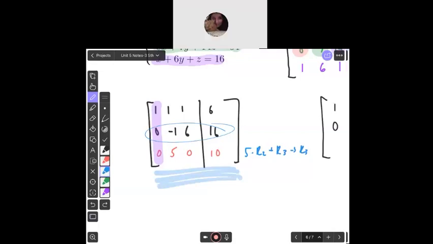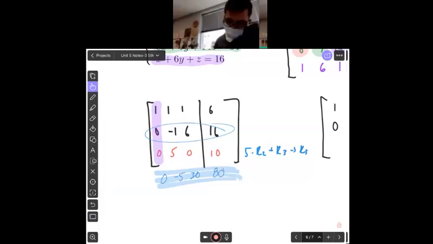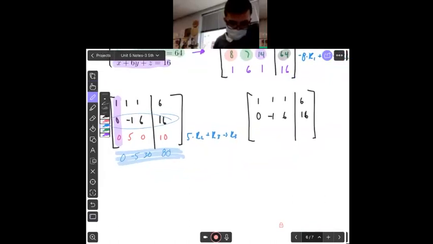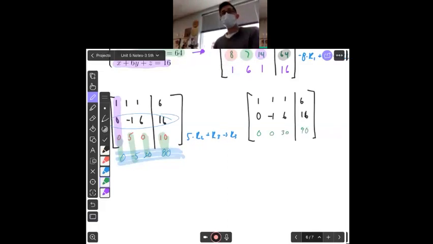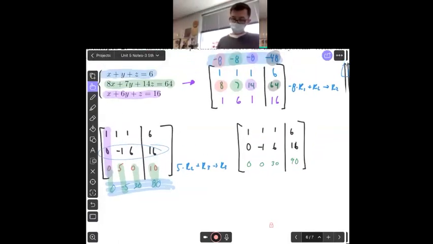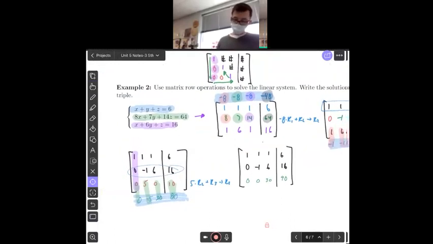Wouldn't it be 0, -5, 30, and then like the bar, and 80? Yep. So then we're going to do that addition. So 0, 0, 30, and 90. So we've just turned that into a 0.